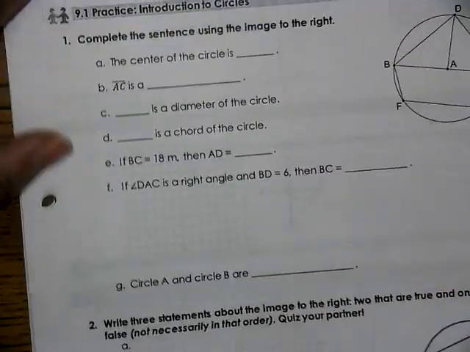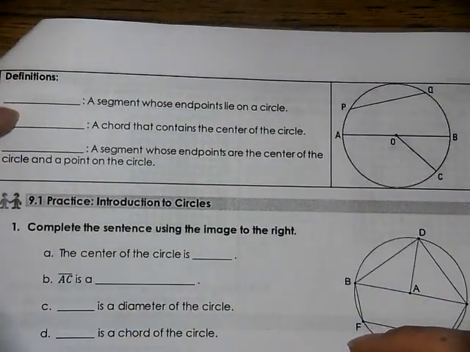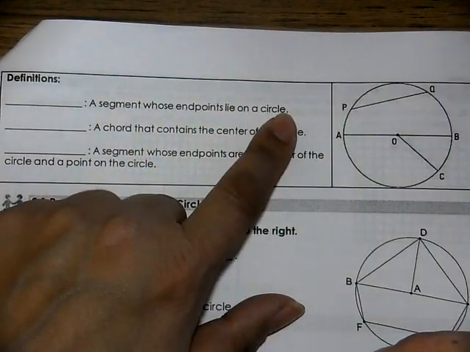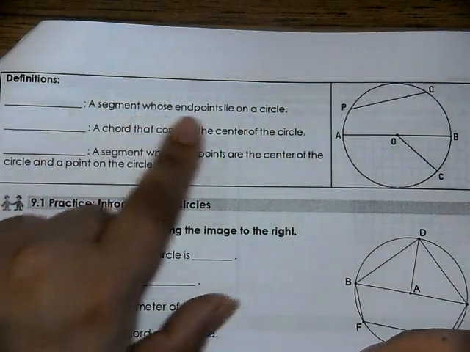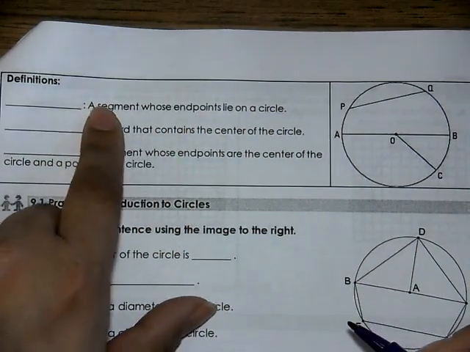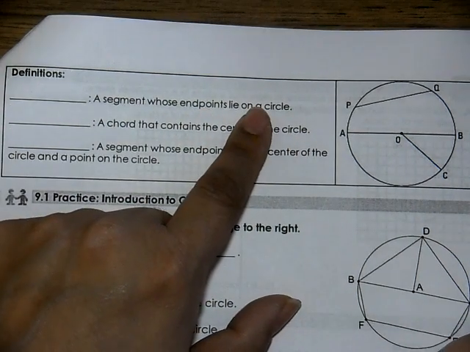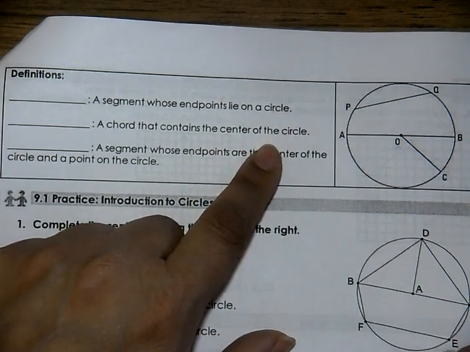There's 3 definitions that we're going to fill in here. All of them are filled in. We just have to write down which word it is. So it talks about a segment whose endpoints lie on a circle. A lot of people read this and they think it's a diameter, right? But technically, it's not wrong that the endpoints of a diameter are also on a circle, but a diameter has more detail to it, which is that it also needs to pass through the center of the circle.